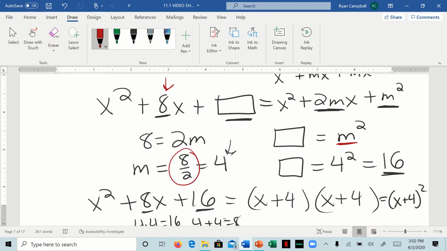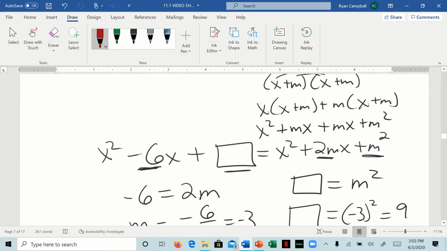So if we have this written out as normal in the standard form, that would be x squared plus bx. So we took the number in front of x and we divided it by 2 to get our m. But we wanted m squared for our final answer, right? So then we just squared that number. 8 divided by 2 is 4, and then we squared 4.